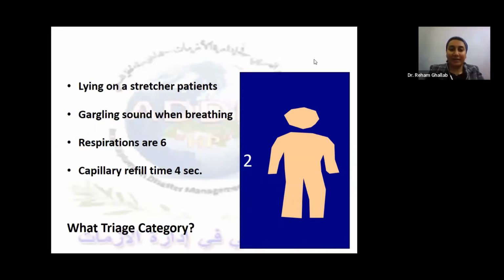This is the second casualty: the patient is lying on a stretcher, with a gurgling sound while breathing. Respiratory rate is 6 per minute, capillary fill time 4 seconds. What is the priority, please? You can all share now. Please unmute.